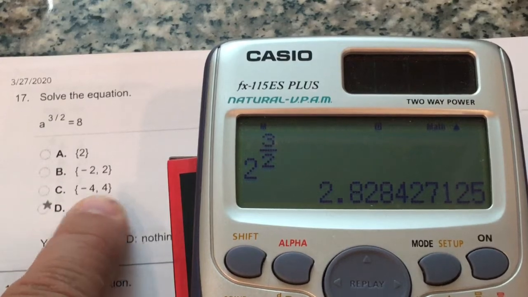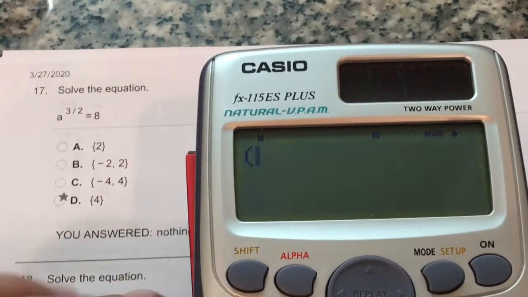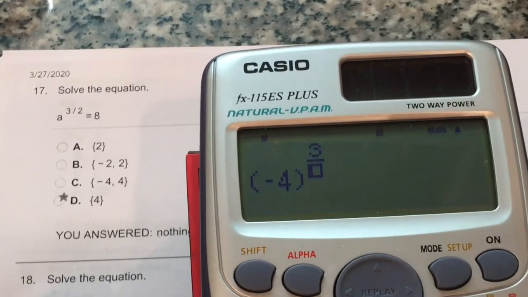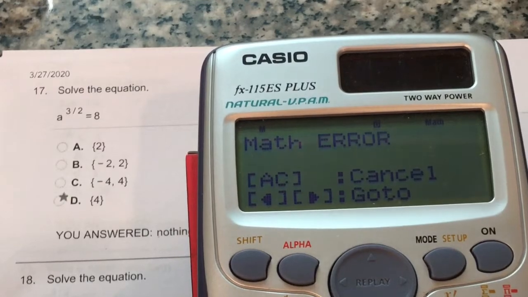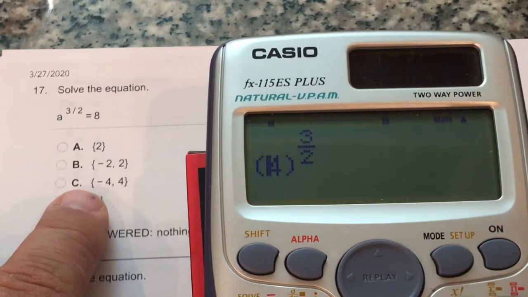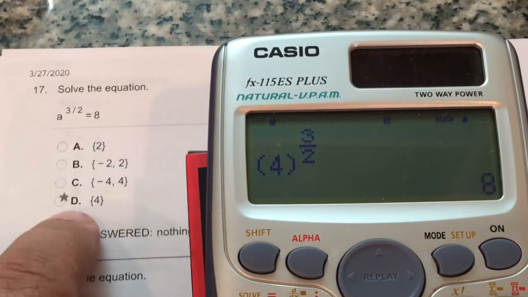So now we're going to try C. Negative 4 and 4 and just plain 4. So I'm going to clear this out and do a parentheses. Negative 4 to the 3 halves. Doesn't work. So that means negative 4 is not an answer. Let's try just plain 4. So I'm going to go back and delete that negative. And yes, 4 to the 3 halves does equal 8. So the answer choice is going to be D.